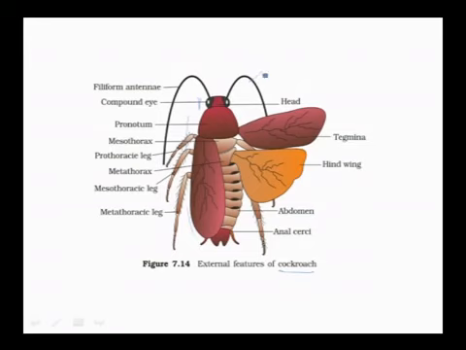The head consists of antennae, sensory organs, and a pair of compound eyes which are made up of numerous simple eyes called ommatidia, which produce mosaic vision.